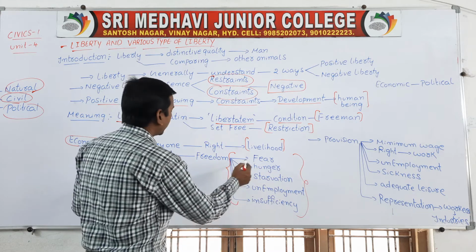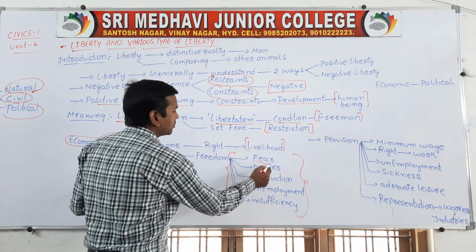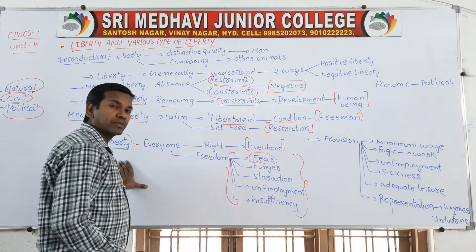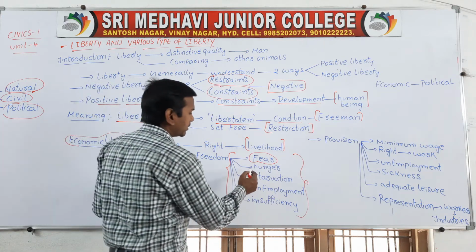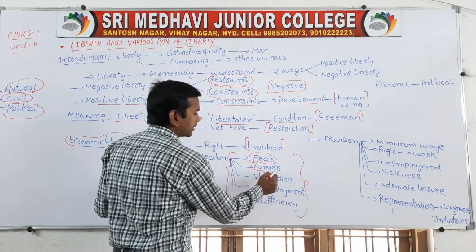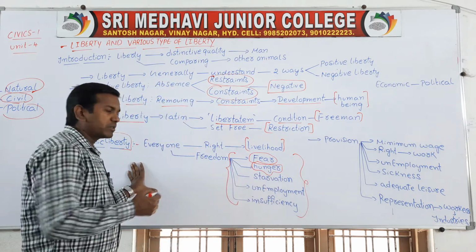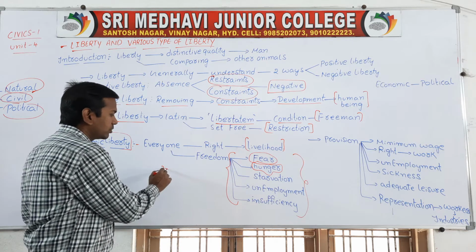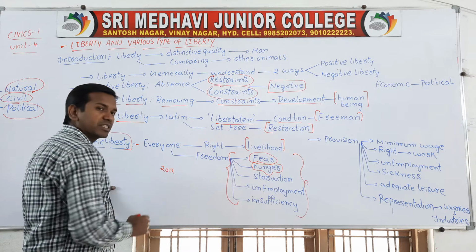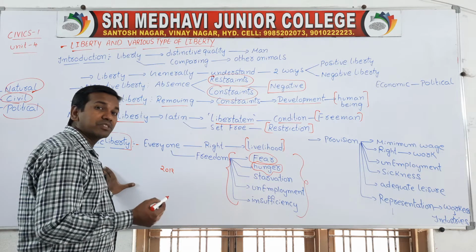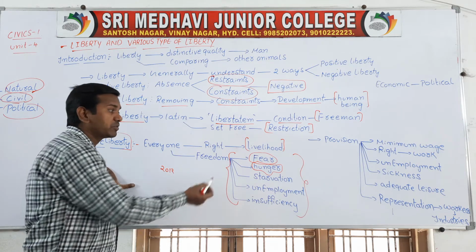First, the right to have freedom from fear, any type of fear. You should not have any type of fear. Right to have freedom from hunger. Already we know that in 2012 the government enacted an act called the National Food Security Act, so that people should be free from hunger.